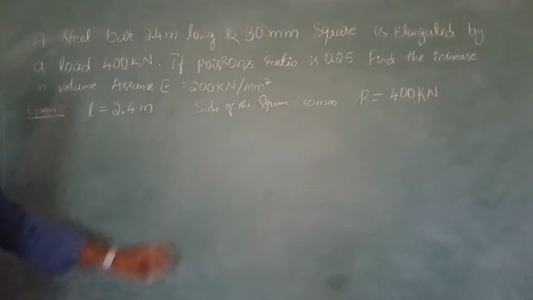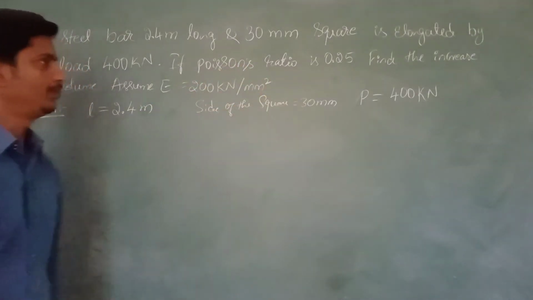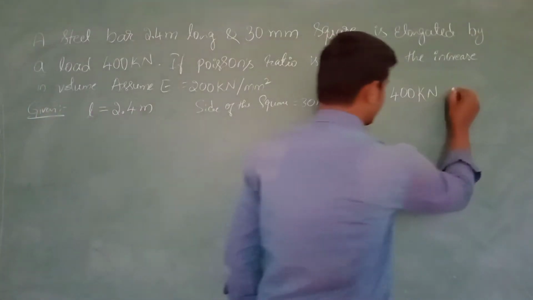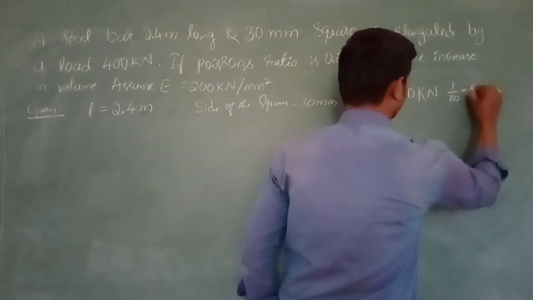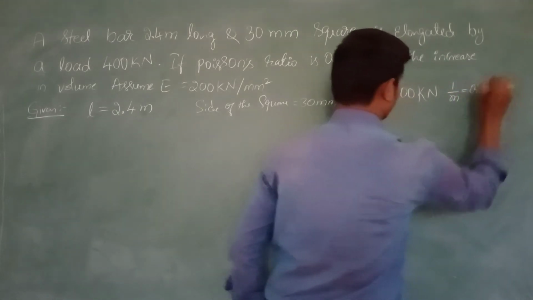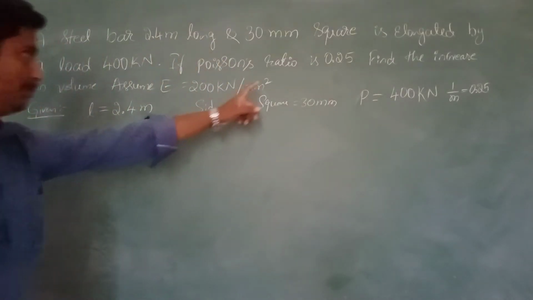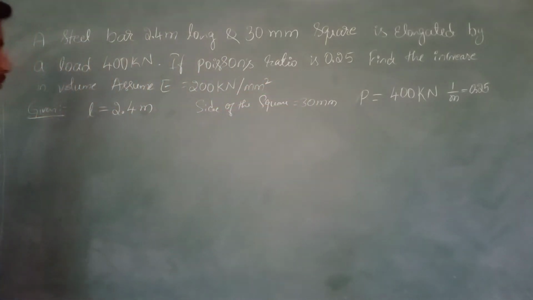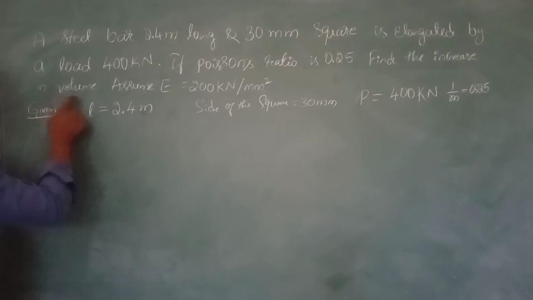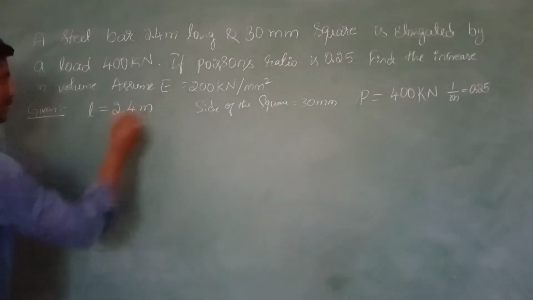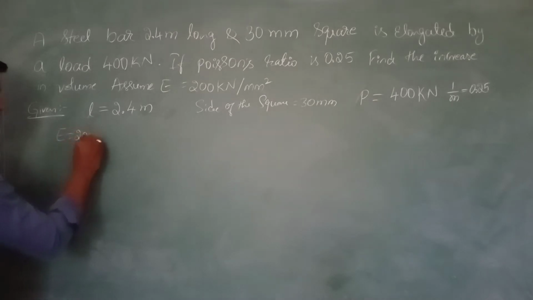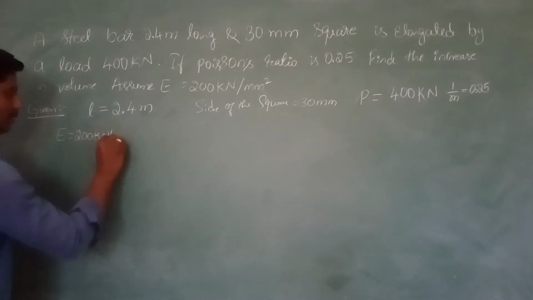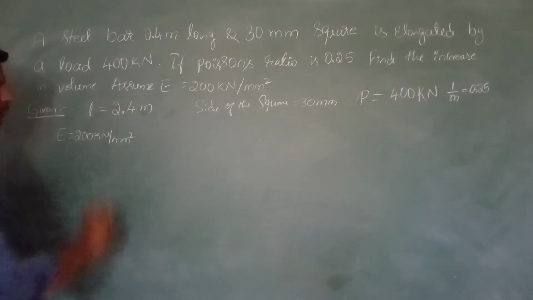And the Poisson's ratio, 1 by m, is equal to 0.25. So 1 by m is given. And find the increase in volume. Assume E, Young's modulus, E is equal to 200 kN per mm square.